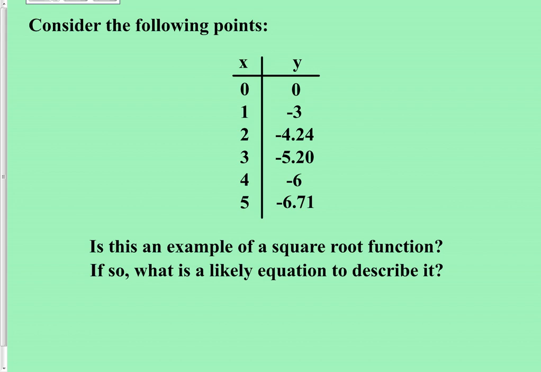There's a lot of different ways that information can be provided for us other than handing us an equation. A t-chart or an xy chart is a fairly typical alternate way that information about a graph can be provided to us. So let's say we're faced with this little situation. We have values in the domain and then their matching values in the range. And we're going to start off with some fairly simplistic questions, such as, is this an example of a square root function? And if it is, what is a likely equation that would describe it?